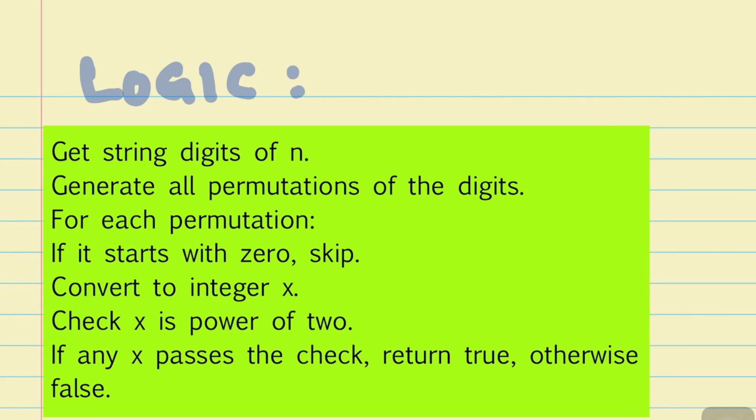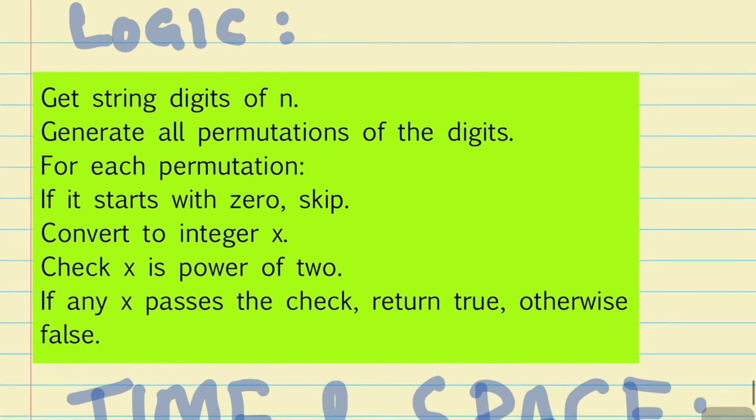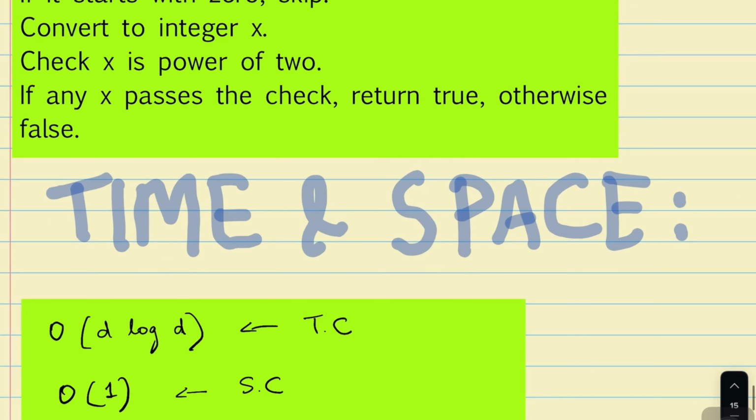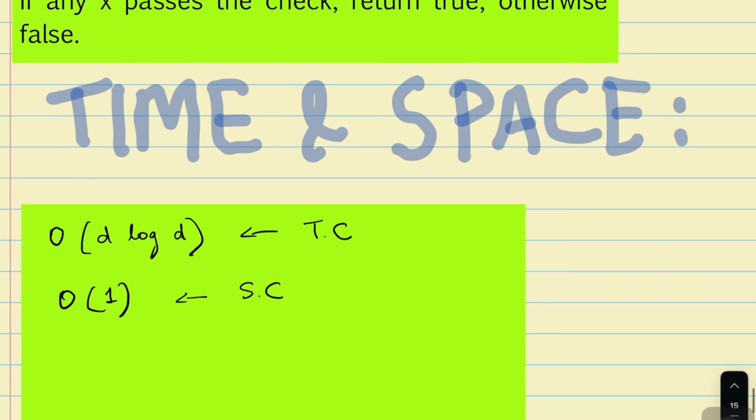Why do we only need to check a few powers of 2? Because n is at most 10 to the 9, the largest possible power of 2 we might reach is 2 to the 29, which equals 536,870,912. 2 to the 30 is greater than 1 billion, so we only need powers 2 to the 0 through 2 to the 29. That's just 30 numbers.